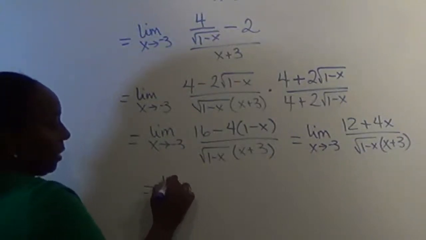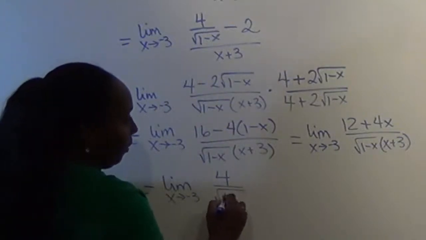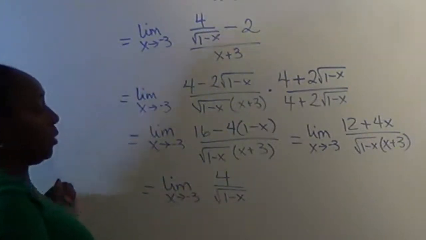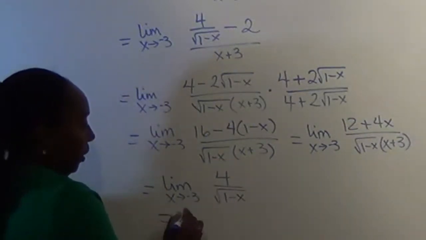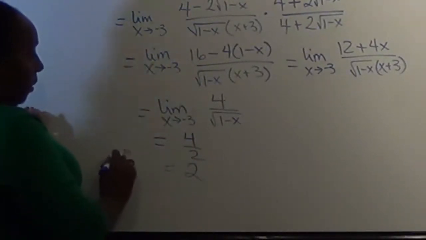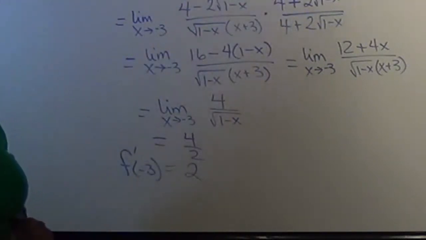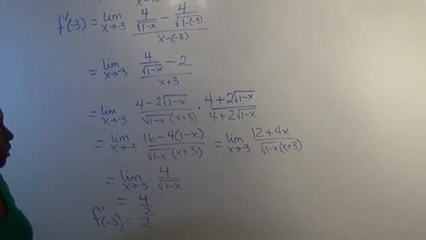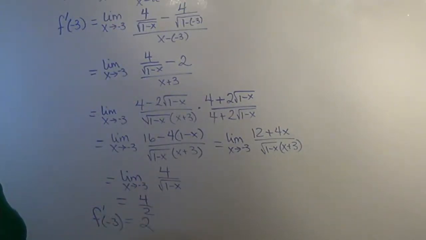And so we get the limit as x goes to negative 3 of 4 over the square root of 1 minus x, which in this case, when we evaluate, again, plug in negative 3, we'll get 4 over 2, or our limit is 2. And so f prime at negative 3 is just going to equal 2. Okay. Now this function was kind of interesting, because if you notice, our f of x and our f prime of x are very similar. Okay. That is not always going to be the case.